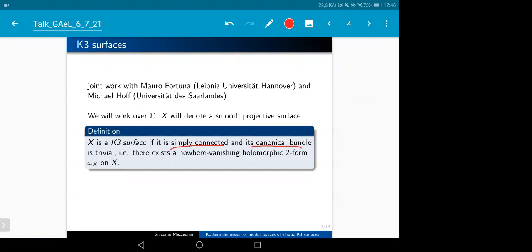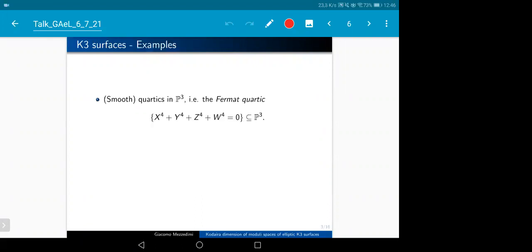Since the canonical bundle is trivial, there exists an everywhere non-vanishing holomorphic two-form that we denote normally by omega_X. Let me just say that we can think of K3 surfaces as some sort of generalization in dimension 2 of elliptic curves, since elliptic curves have exactly a trivial canonical bundle. So there will be some connections between K3 surfaces and elliptic curves that we'll try to exploit.